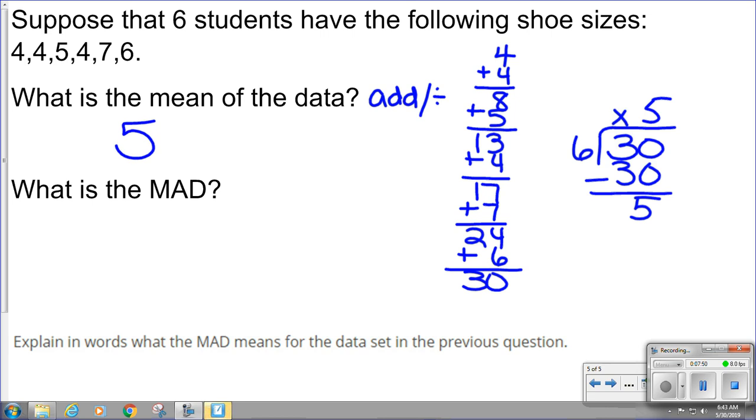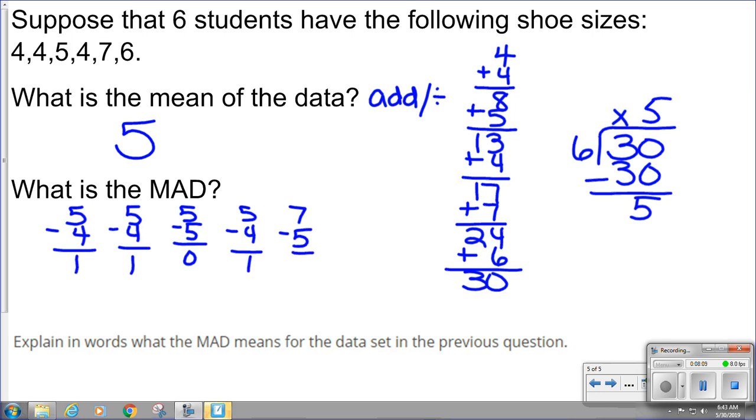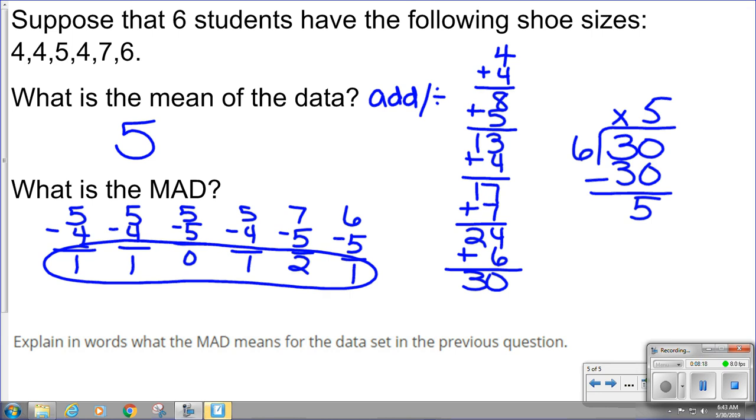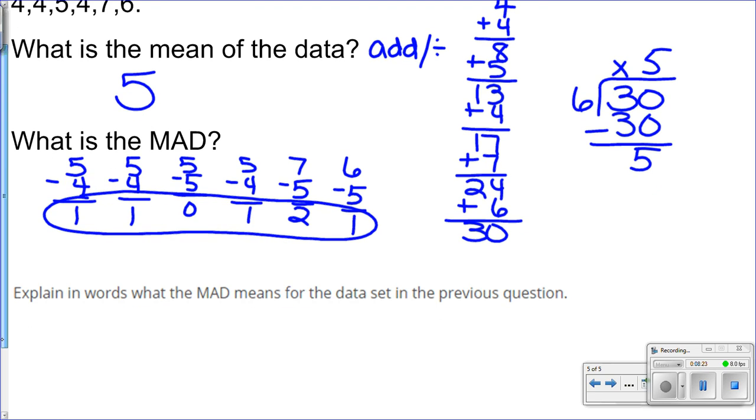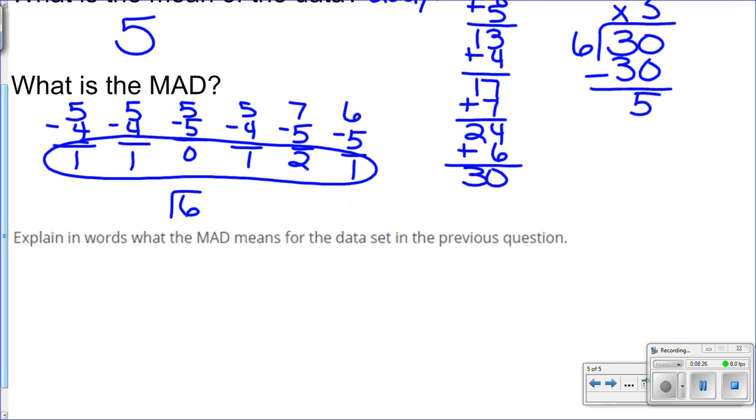To find MAD, I will subtract every number with that 5. So 5 minus 4 is 1. 5 minus 4 is 1. 5 minus 5 is 0. 5 minus 4 is 1. 7 minus 5 is 2. And 6 minus 5 is 1. I will add up these differences. 1, 2, 3, 4, 5, 6. 6 divided by 6 is 1. The MAD is 1.